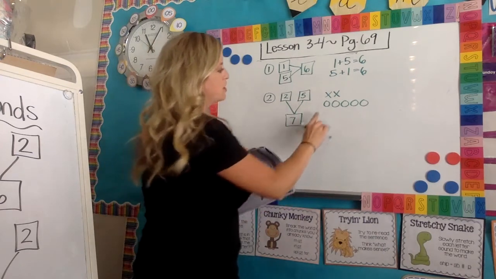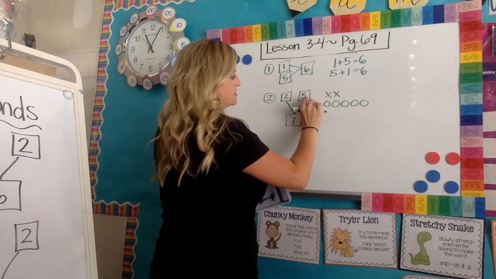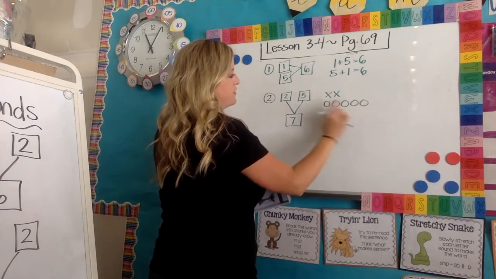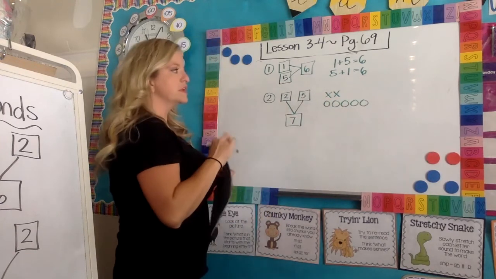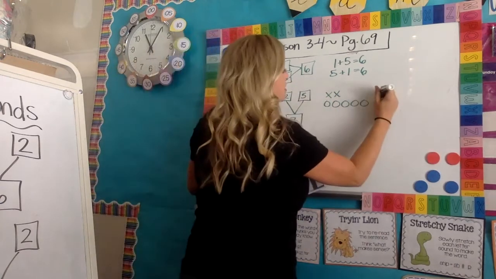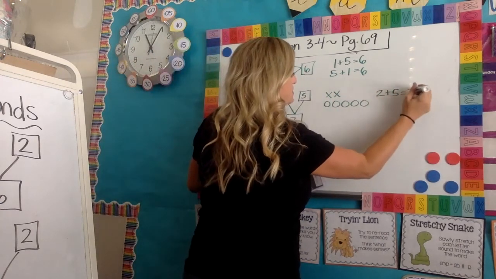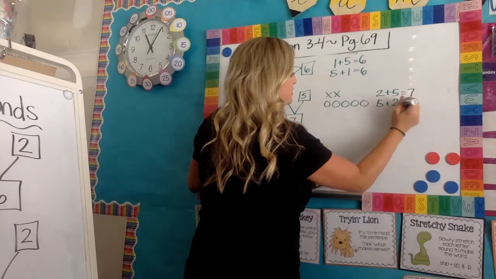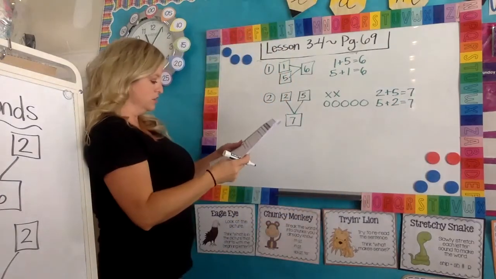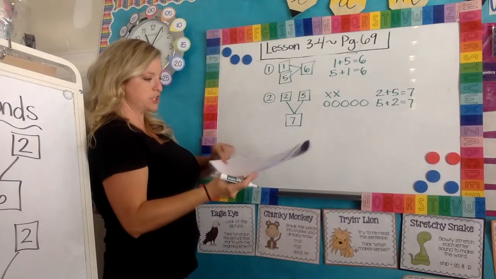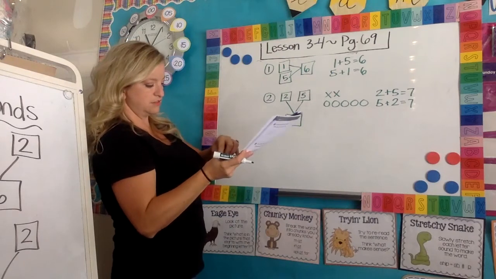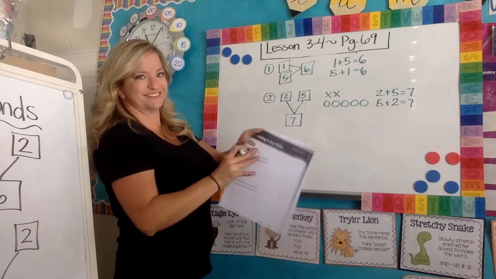I can check my work. 5, because it's written there. 5, 6, 7. Yep, it's true. So now I know 2 plus 5 equals 7. 5 plus 2 equals 7. Oh, I'm done with that page. Moving on. Sometimes it's fun to sing.